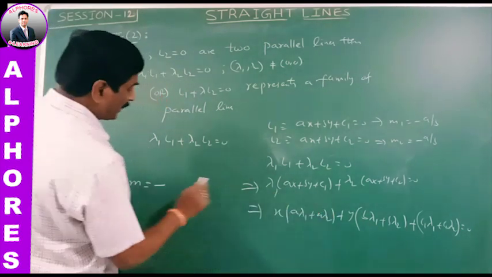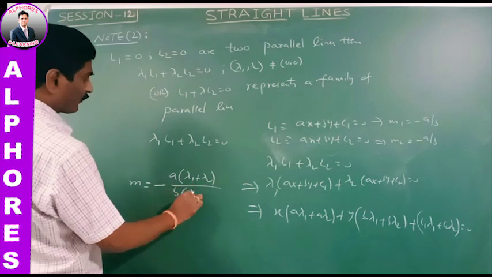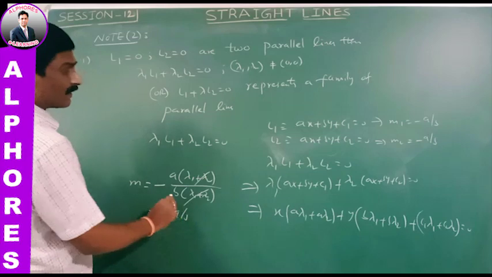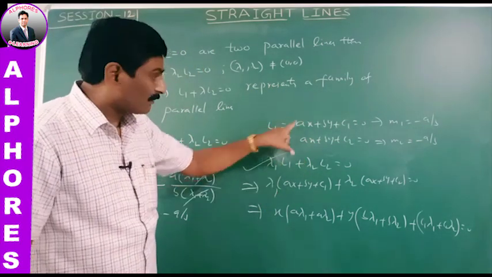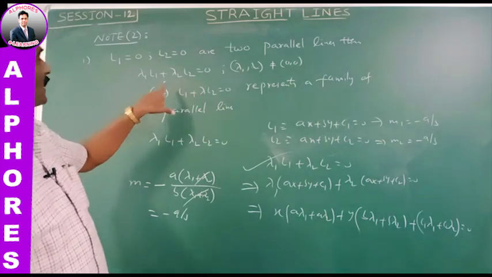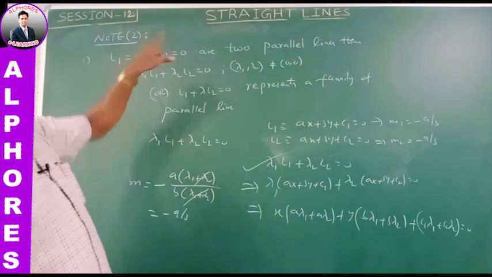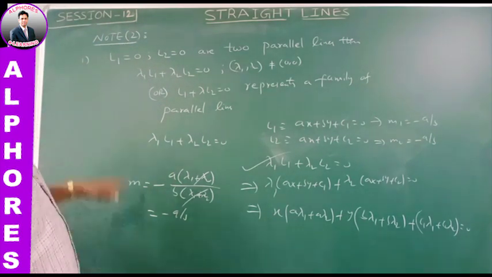What is the common term here? Minus a of lambda 1 plus lambda 2 by b of lambda 1 plus lambda 2. Okay, these two are cancelled, minus a by b. This line is always parallel to the given lines. That means lambda 1 into L1 plus lambda 2 into L2 is equal to 0 represents a family of parallel lines which are parallel to L1 is equal to 0 and L2 is equal to 0. Okay, very very important. Please note this point.